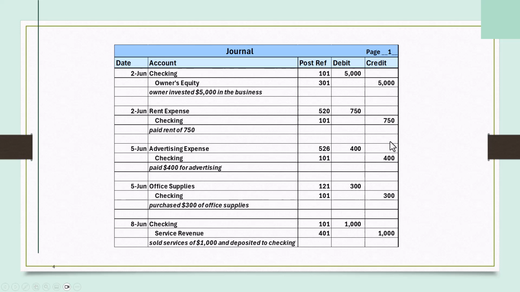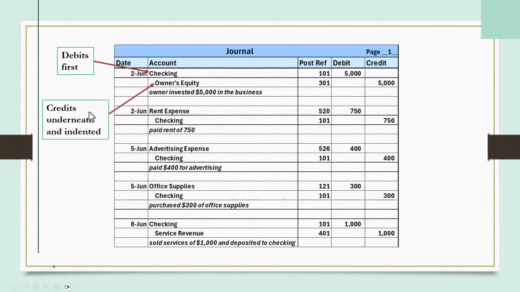This is what a completed journal might look like. Notice that I have debits first on every entry. If you are learning in a class, you may or may not have an instructor who tells you to do this. And then you would have credits underneath and indented a little bit. And the reason you're doing this is for consistency.